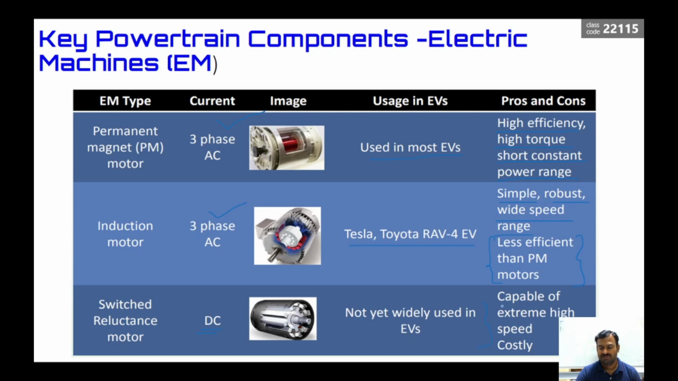The advantage of this type of motor is that it is capable of extremely high speed, but the problem is that it is costly as of now. So these are the comparisons of different types of electrical machines used in electrical vehicles. I'm going to talk about the permanent magnet motor in detail in the upcoming videos. So now let us understand what types of motors are being used.